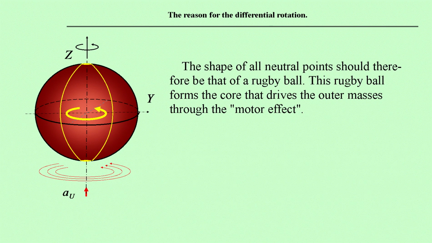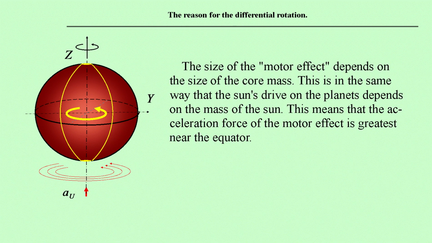The shape of all neutral points should therefore be that of a rugby ball. This rugby ball forms the core that drives the outer masses through the motor effect. The size of the motor effect depends on the size of the core mass. This is in the same way that the Sun's drive on the planets depends on the mass of the Sun. This means that the acceleration force of the motor effect is greatest near the equator.